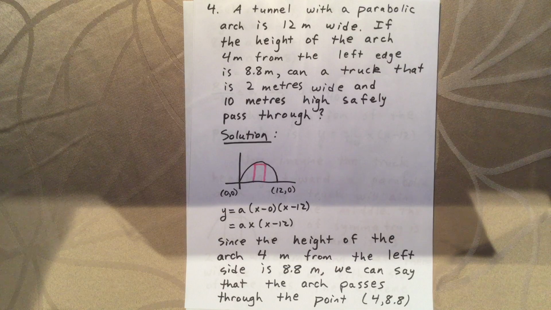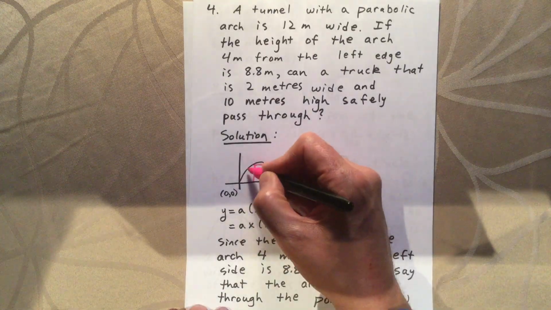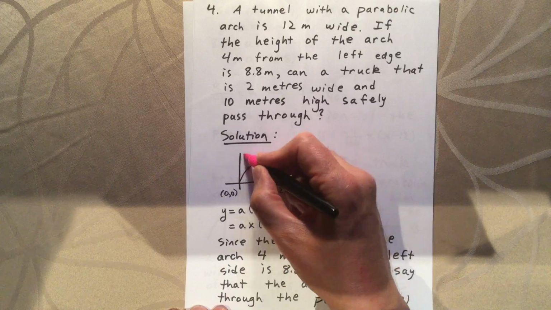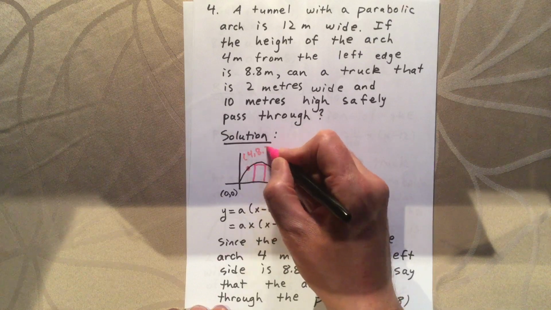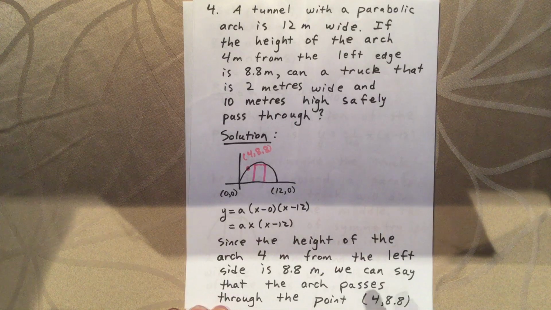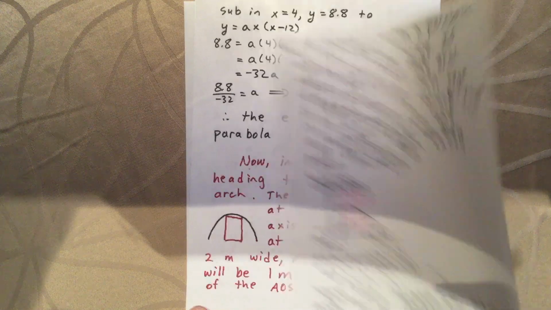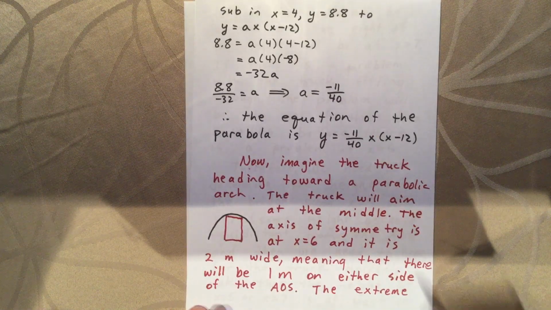Now, we know the height of the arch 4 meters in from the left side is 8.8. So that's like saying right about here is the point 4, 8.8. 4 meters in from the left and 8.8 meters high. Okay? So we know one of the points on this parabola will be 4, 8.8. So we sub that in.